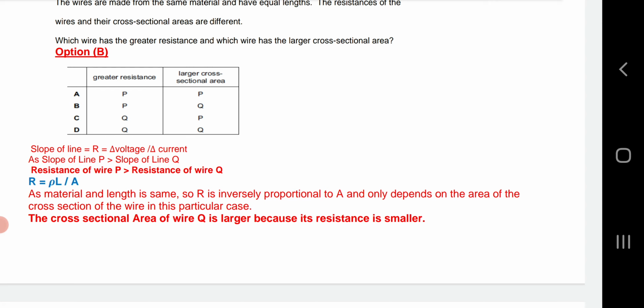As the material, that is the resistivity, and the length of the wire are the same, in this case the resistance is inversely proportional to the cross sectional area and only depends upon the area of the wire in this particular case. So the cross sectional area of wire Q is larger because the resistance of wire Q is small. So option B is the correct option.